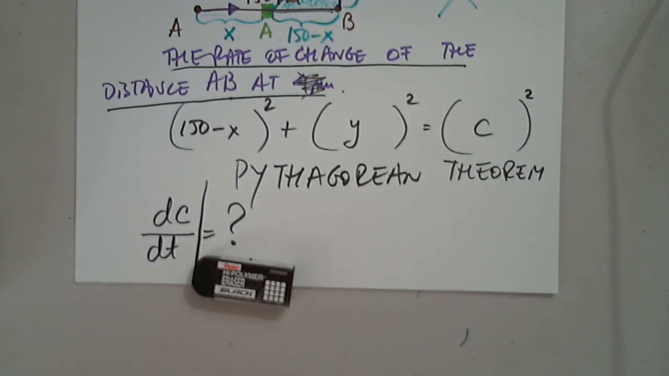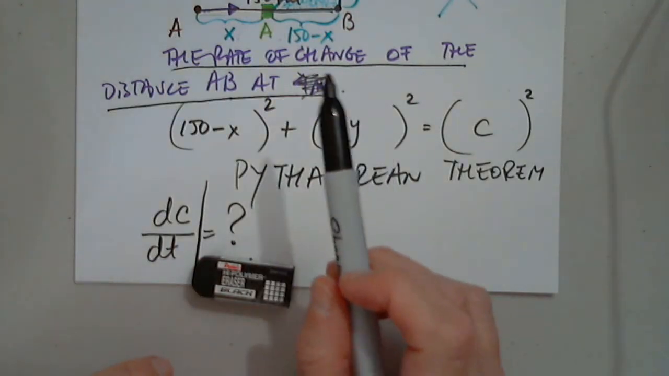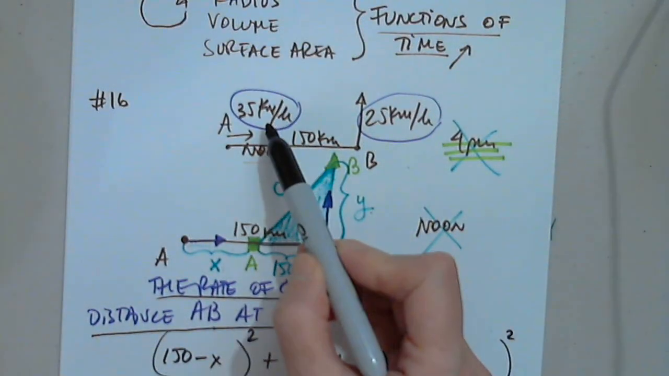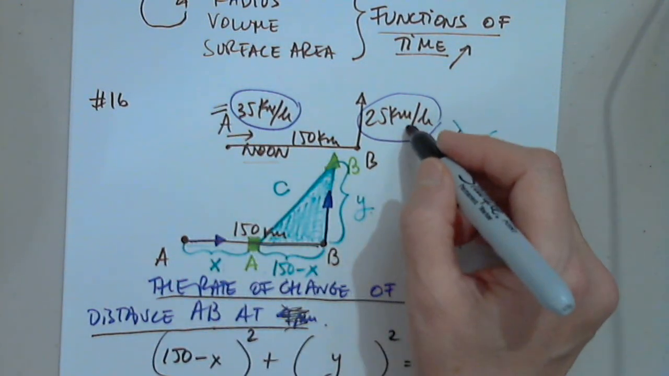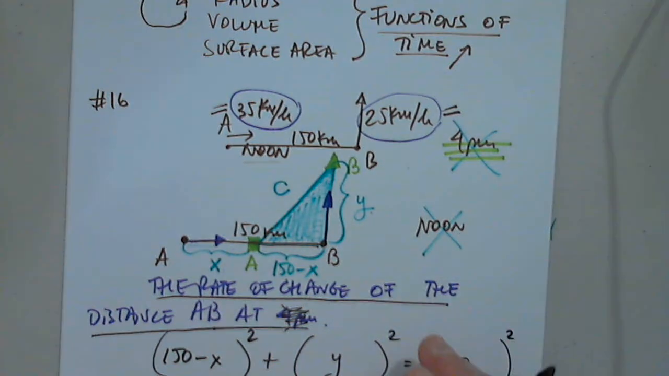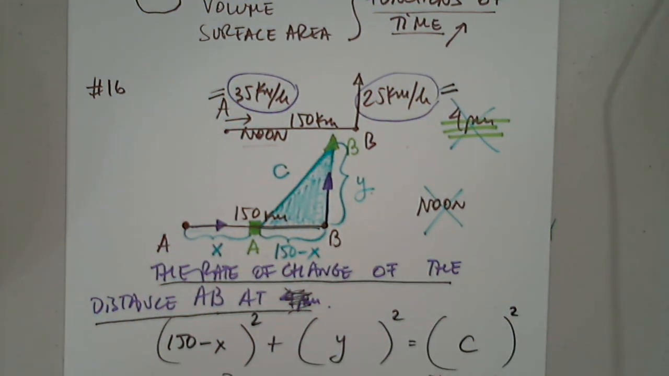Okay, so secondly, what is 35 kilometers per hour? What does this mean? And what is 25 kilometers per hour? What does this mean, based on what we've studied so far?